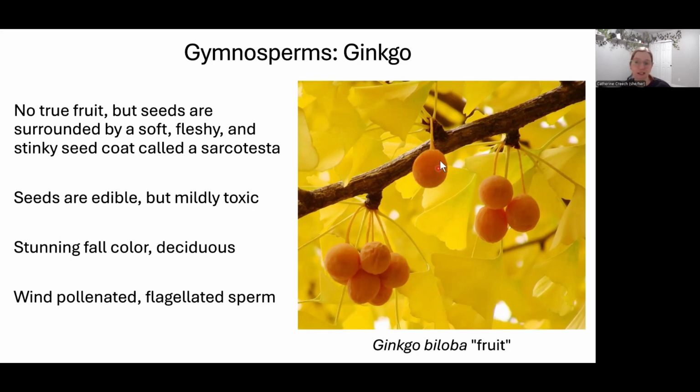It's actually illegal to plant female ginkgos in many cities because it smells so bad. It's considered a public nuisance. That fleshy layer is called the sarcotesta. Remember testa when we talked about protists? Testa means shield. So it's the sarcotesta, and it's not a true fruit, but it looks like a fruit.